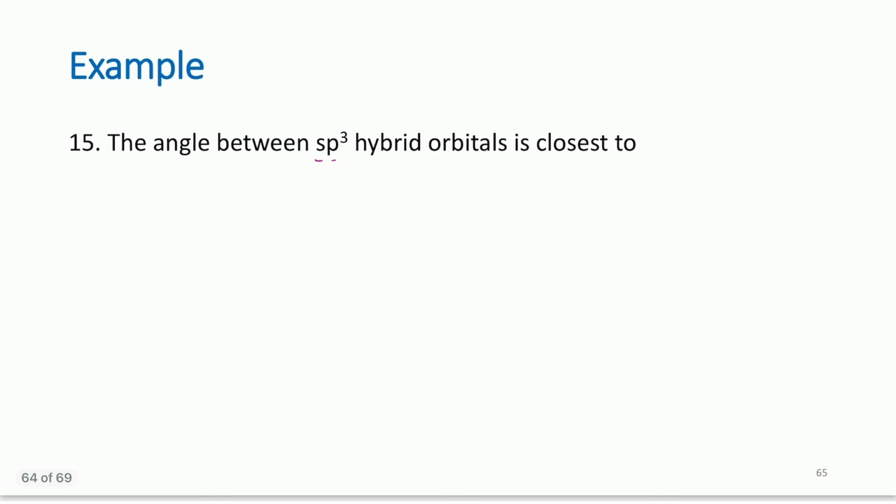The angle between sp3 hybridized orbitals is closest to... sp3 means it's tetrahedral. So you are looking at 109.5 degree bond angles.